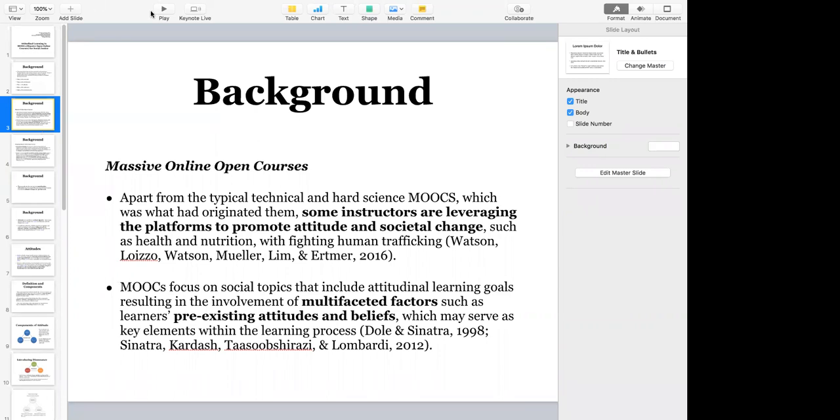So MOOCs focus on social topics that include lots of different goals, but the attitudinal learning goals result in a lot of different factors instead of just cognitive knowledge or skill making. So the learner's pre-existing attitudes and beliefs are also really important. How they deliver the material, the perspective they deliver the material from, those are all very key elements within the learning process.